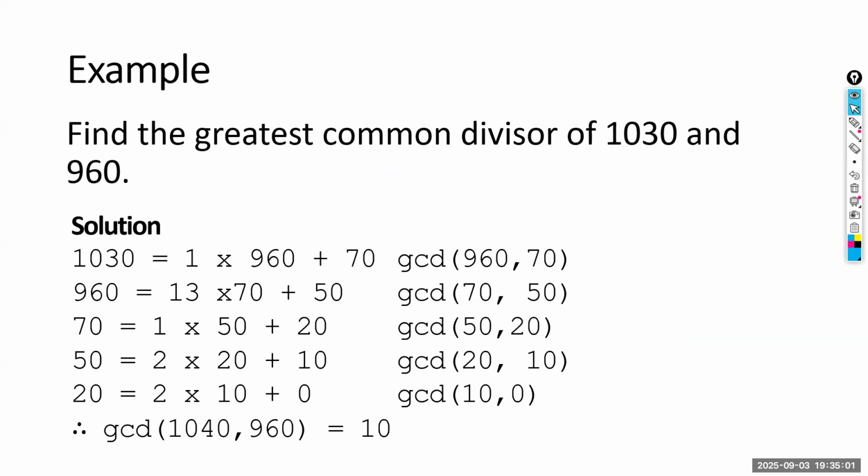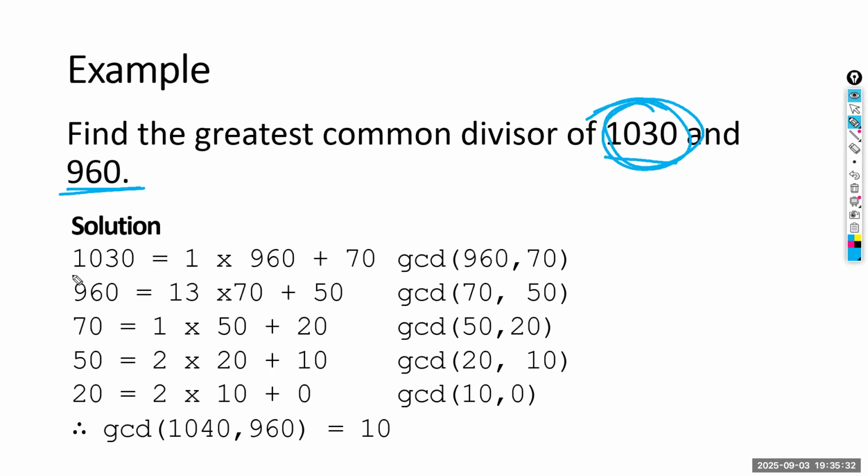Right? So let's take an example. There's a systematic approach. It's really useful when you're looking at GCDs of big numbers. How to do that? Take the bigger number, whatever the bigger number is. In this case, the bigger number is 1030. We want to find the GCD of 1030 and 960. That means the biggest number that divides both 960 and 1030.